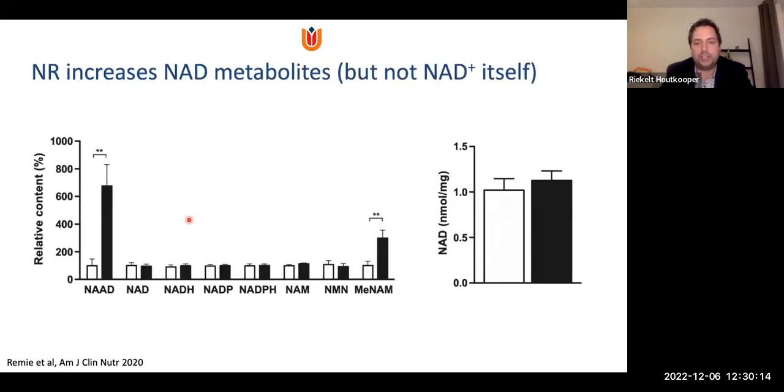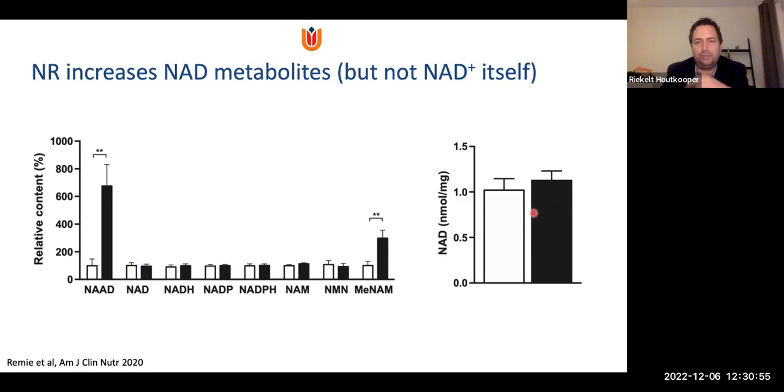And so the first thing that stands out, if you look at the muscle of these individuals on the nicotinamide riboside supplementation, we do metabolomics on these muscle samples, and we do see that there's an increase in several of the metabolites of NAD. So this nicotinic acid adenine dinucleotide, which is sort of a precursor, as well as methyl nicotinamide, which is a downstream product. We do see that they are increased in abundance. At the same time, we don't see any change in NAD whatsoever in the muscle of people undergoing this supplementation.